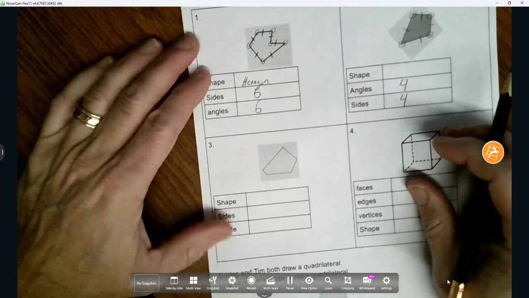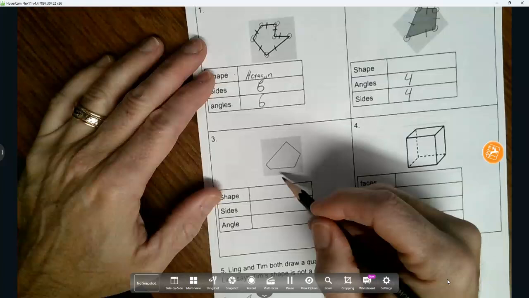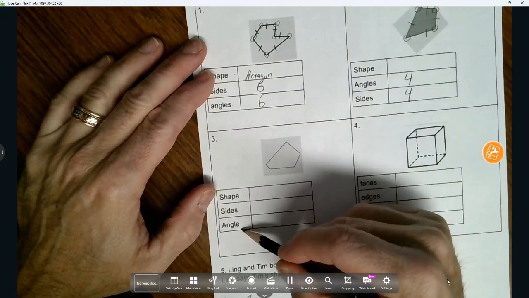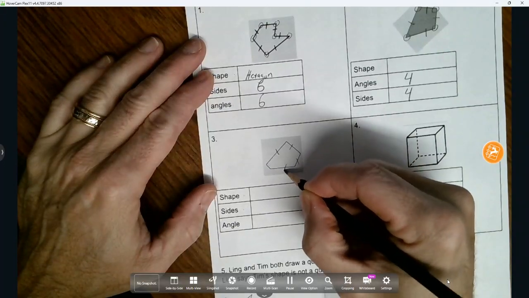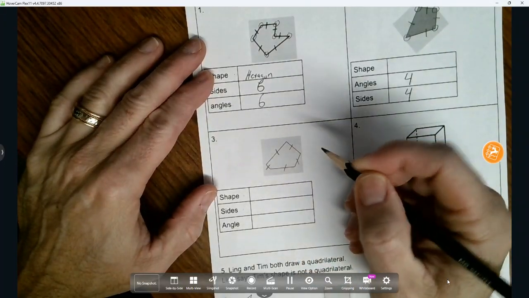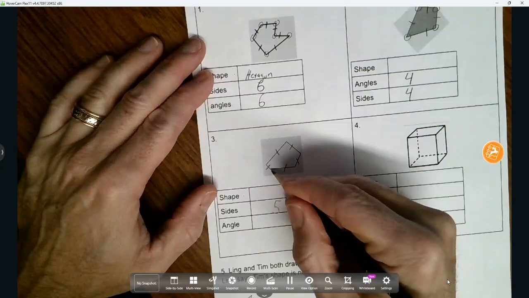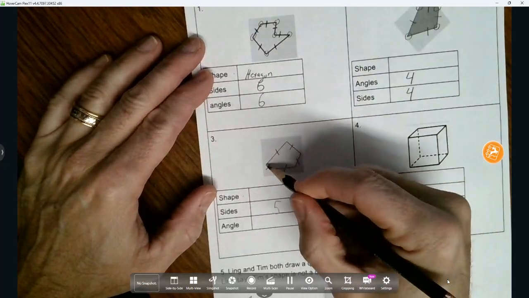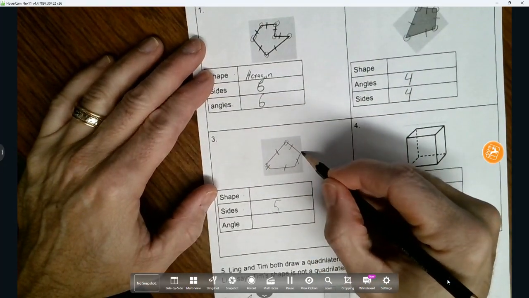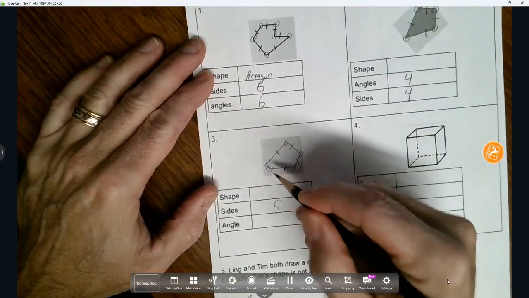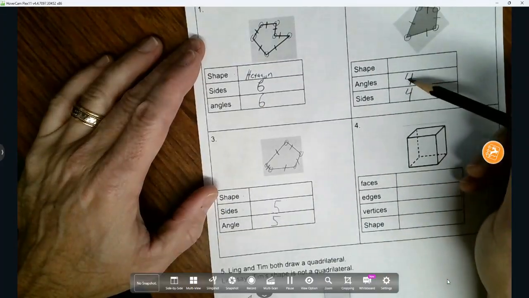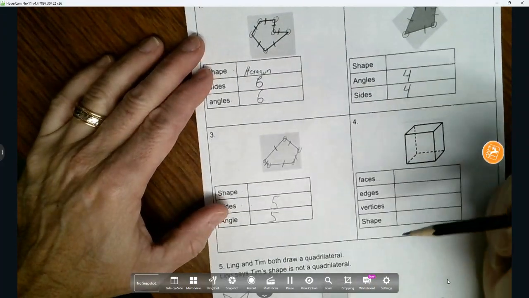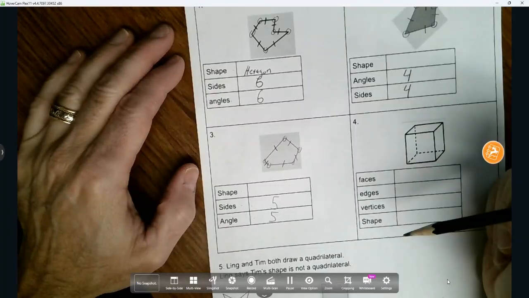Let's go down to the bottom here. Shape, sides, angles. Always sides first. 1, 2, 3, 4, 5 sides this time. Snuck that one in down there. So angles, 1, 2, 3, 4, 5. Remember, you see the pattern here. Sides and angles the same. Sides and angles the same. Sides and angles the same. They're the same. Don't forget that.